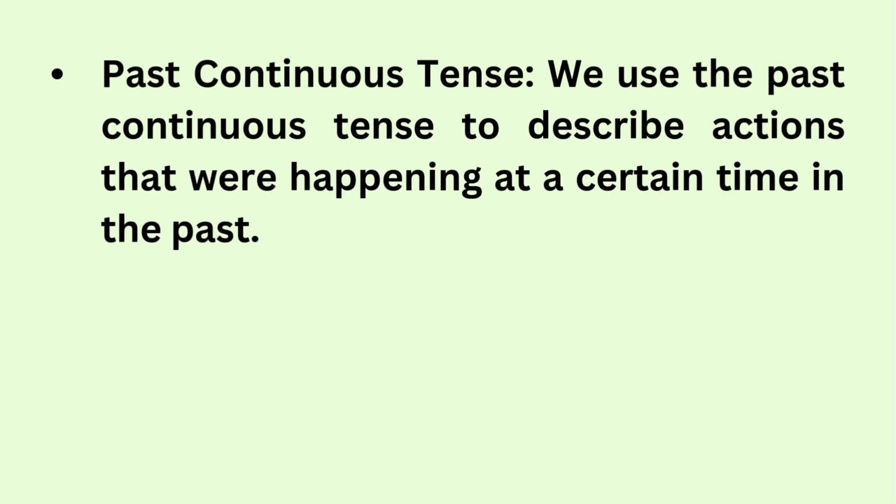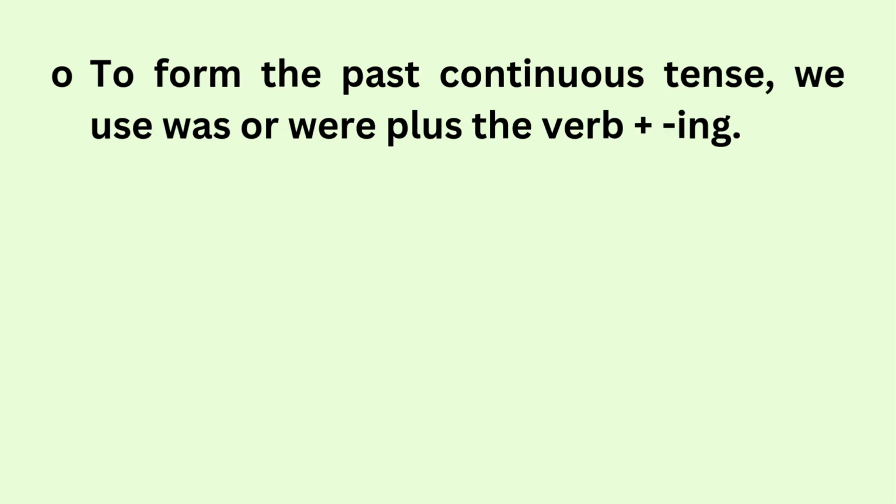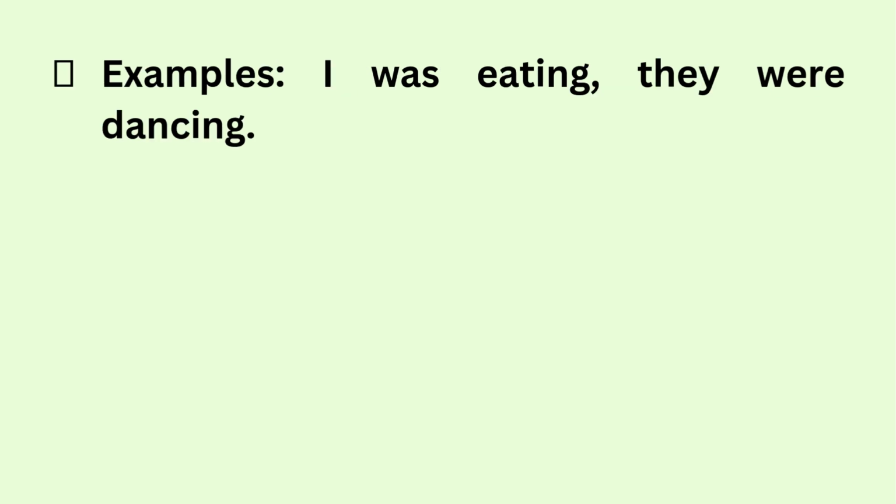Past continuous tense. We use the past continuous tense to describe actions that were happening at a certain time in the past. Example: I was reading a book when you called. They were playing soccer yesterday afternoon. To form the past continuous tense, we use was or were plus the verb plus -ing. Examples: I was eating. They were dancing.